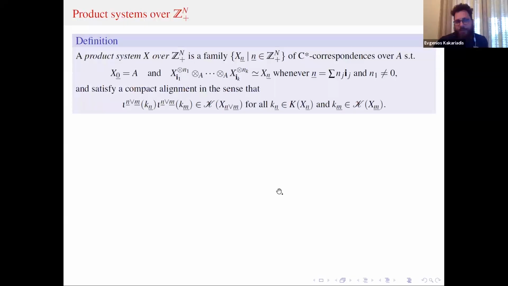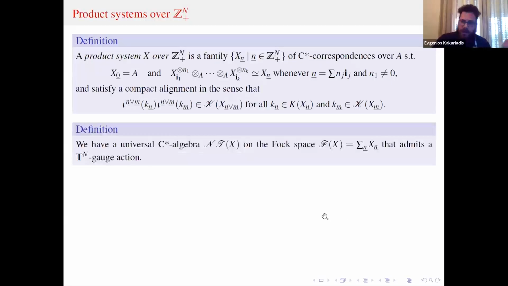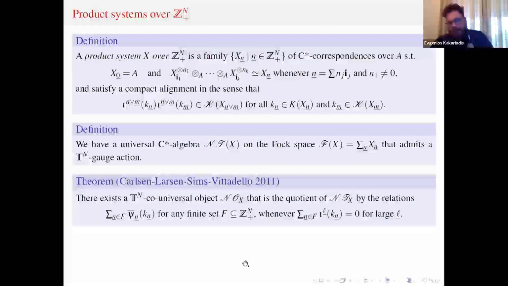We also need compact alignment, in the sense that whenever you have compact operators of some degree, they induce adjointable operators to a larger degree, and whenever you have an n and an m, you take their union, and you want the product of the induced operators to still be in the compacts. There is a universal algebra again built on the Fock space by using a left regular representation or left creation operators. And Carlsen-Kwasniewski-Ortega provided a nice characterization for the co-universal object.